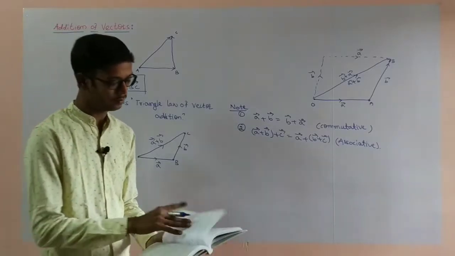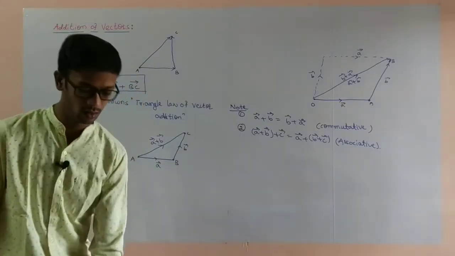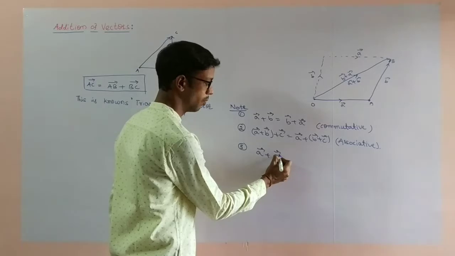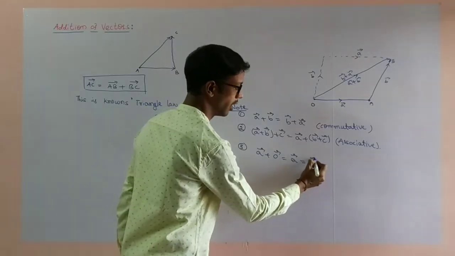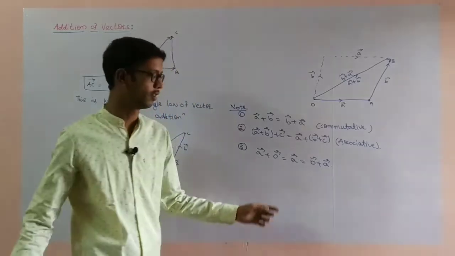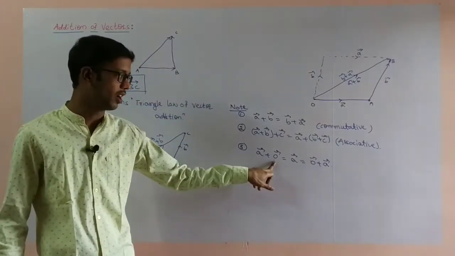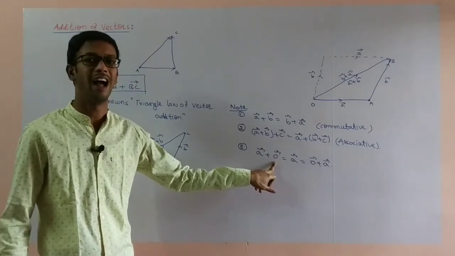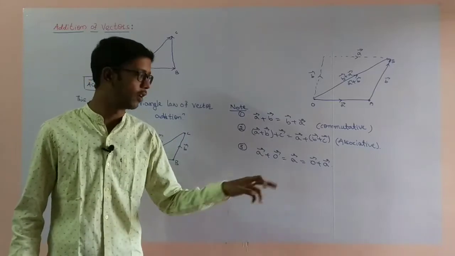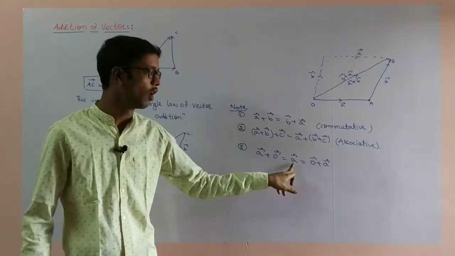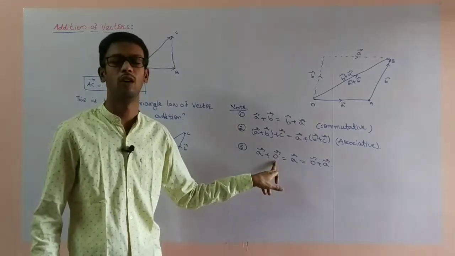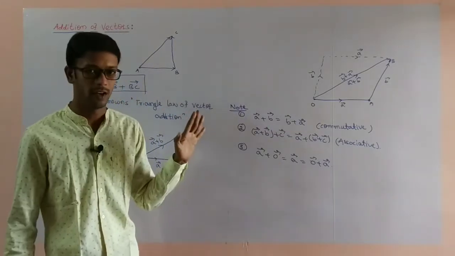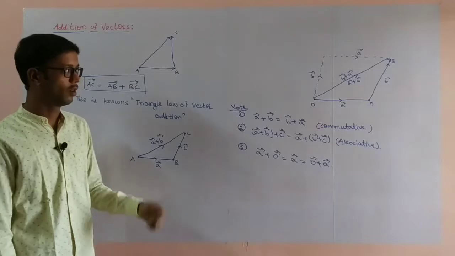Next, identity property: A bar plus 0 bar is equal to A bar, and 0 bar plus A bar is equal to A bar. So this is the identity property. The additive identity in vectors is 0 bar. Identity means if you add it to a vector, you get the same vector back. So these are the addition of vector concepts here. Pause the video to note it down.